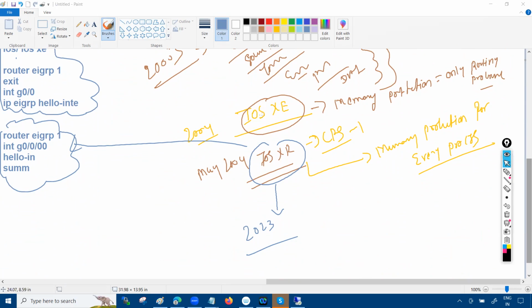They came up with the concept of iOS XC. iOS XC allows you to do memory protection only for the routing protocols. But then again, in the following 4 to 5 months, they changed it. Okay, let's go with iOS XR now.